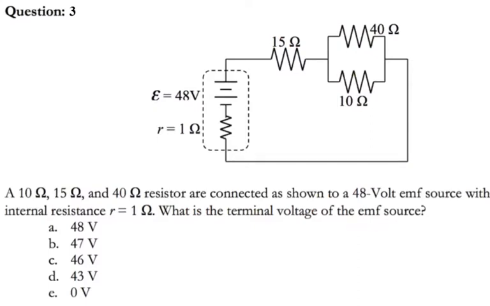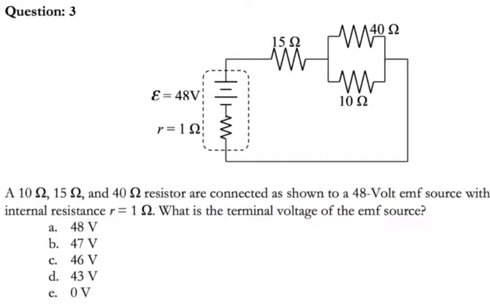Here's one more question that we're going to look at, and in this one you have a 10 ohm resistor, a 15 ohm resistor, and a 40 ohm resistor connected as shown to a 48 volt EMF source with internal resistance of 1 ohm.